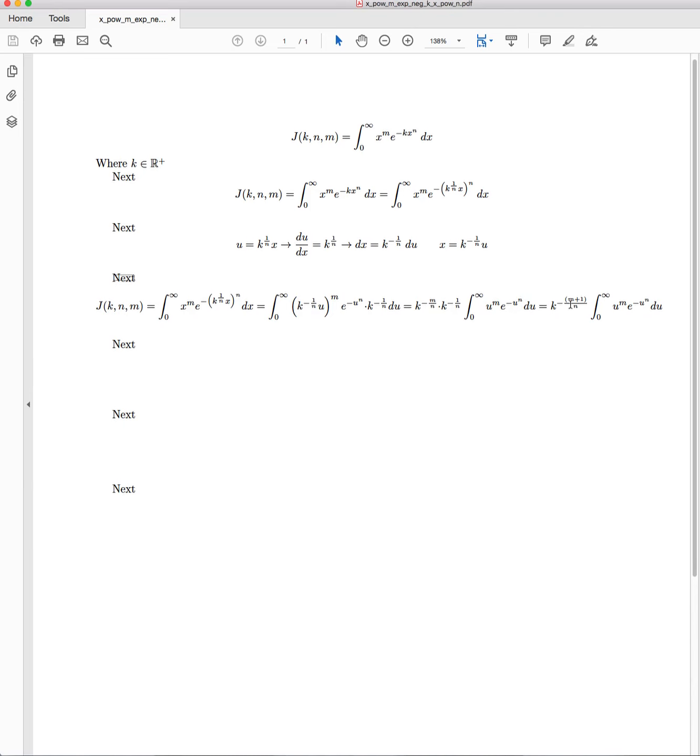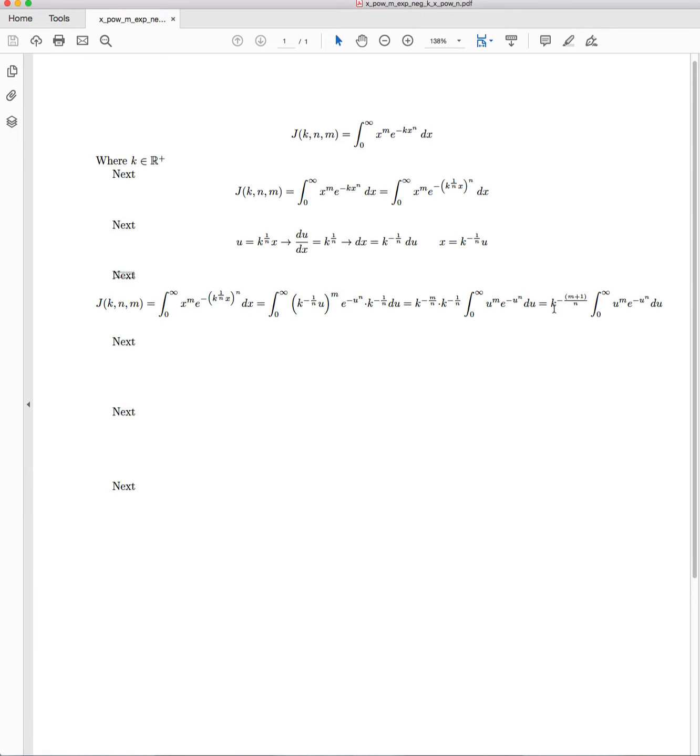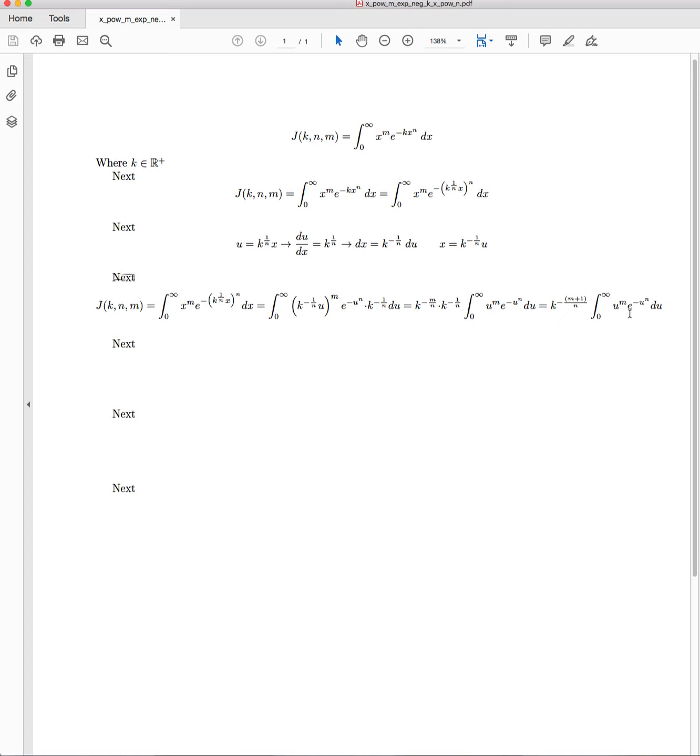And all I've done in this next step is, using our indices laws, combine it into one component of k. So this becomes k to the negative m plus 1 over n, and then we have the remaining component. Now, as I said, I want to put this in the form of the gamma function. The gamma function is of the form e to the negative power of just an x or a t or something like that.